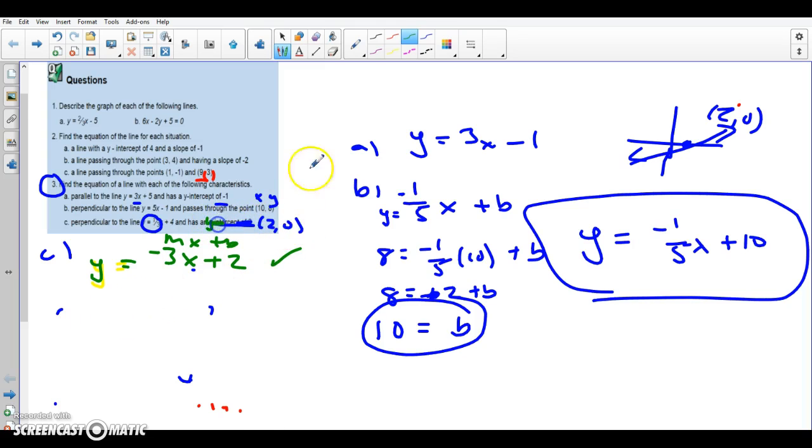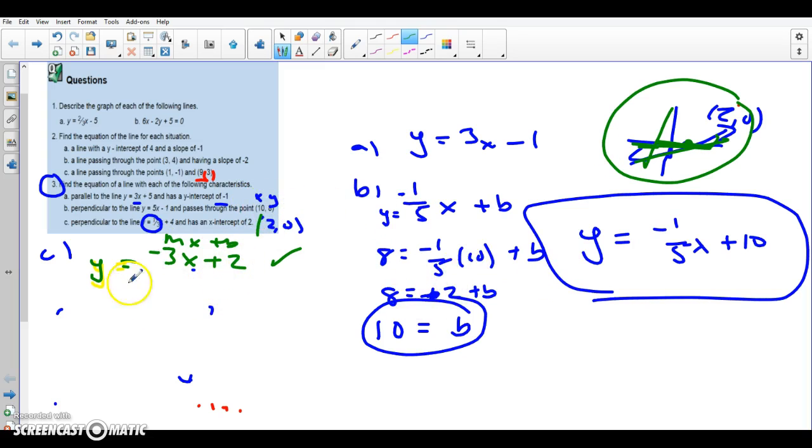But what you should have done is looked at this and said the x-intercept of 2 means that it goes to the point (2, 0). So that's what I drew over here. If it has an x-intercept of 2, it goes through the point (2, 0). So then you just sub in (2, 0) like you subbed in (10, 8) up here.